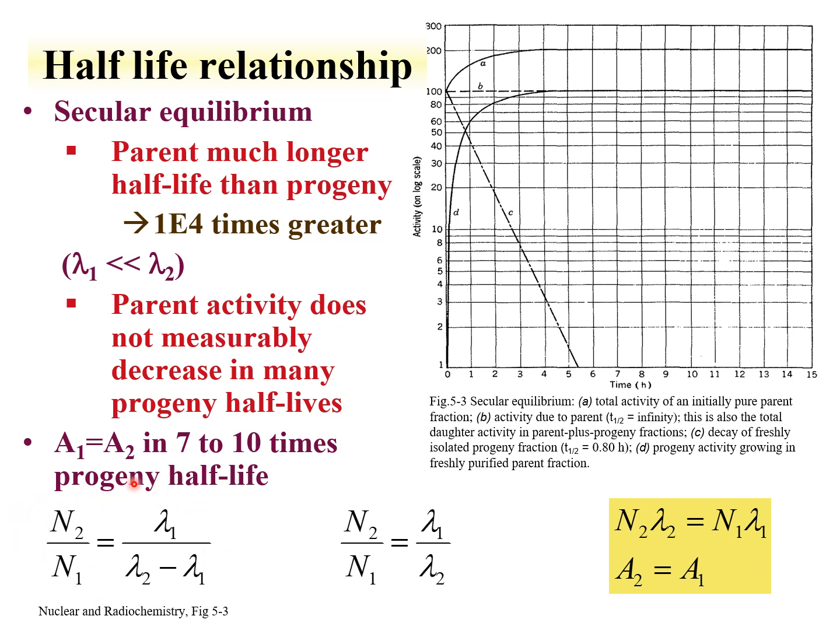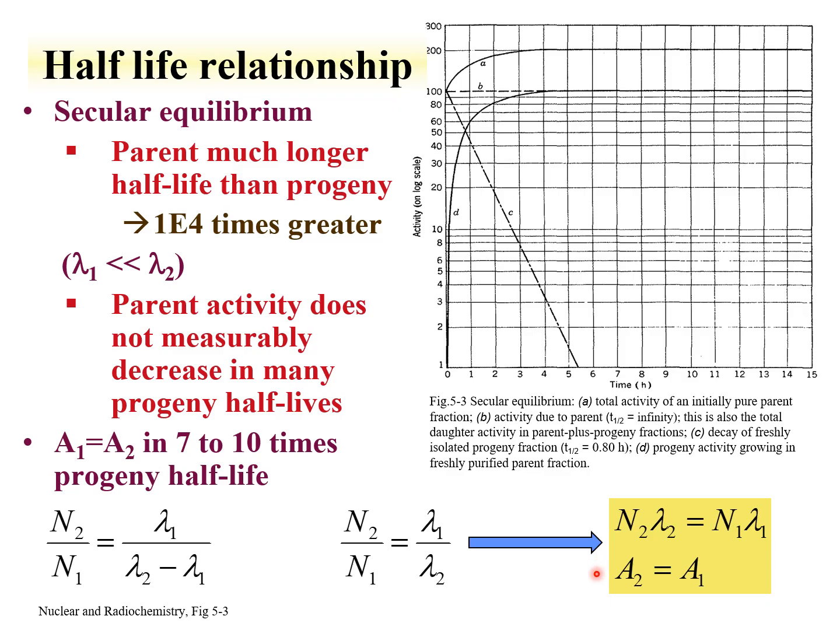And lambda 2 minus lambda 1. Lambda 1 is a very small number. It's fundamentally just equal to lambda 2. So we get these relationships where N, the number of progeny atoms divided by the number of parent atoms, is just equal to a ratio of the decay constants. And we actually see that what we get over time is that the activities of the two become constant.